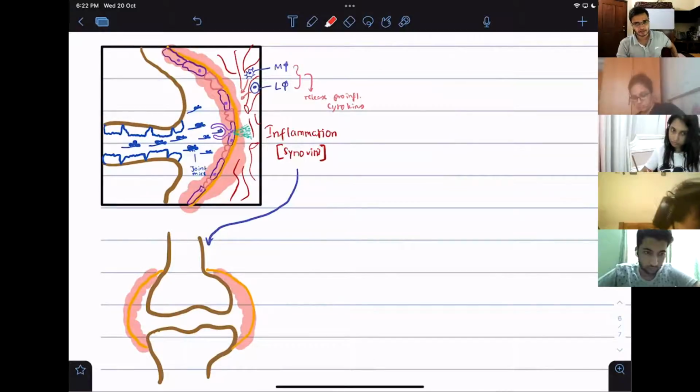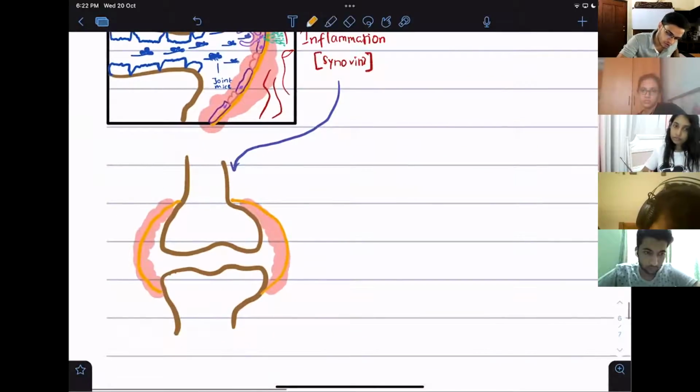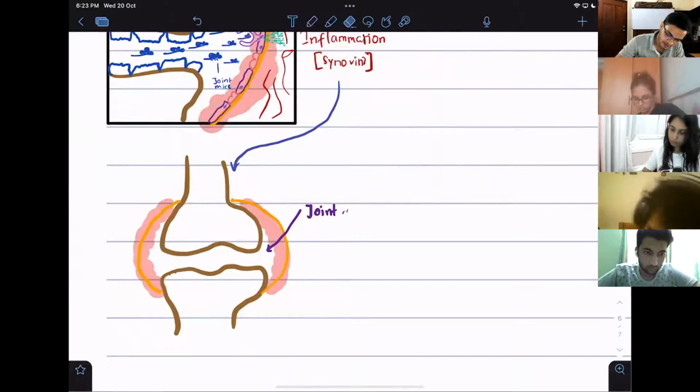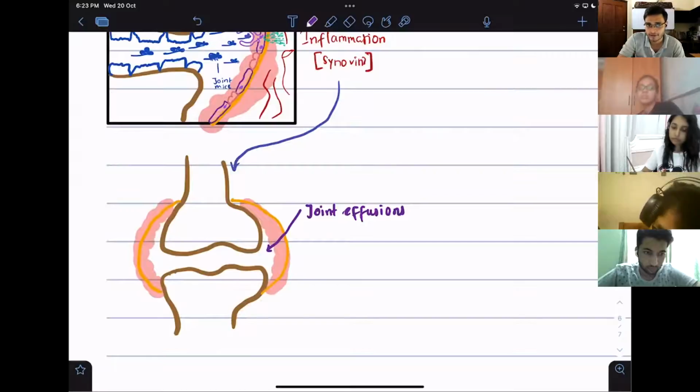What is going to happen? First thing, with this inflammatory infiltration, the capillary permeabilities increase. What is happening to this joint? The fluid inside the joint space will increase. We call this joint effusions. Inflammatory material coming, inflammatory infiltration into the joint space.